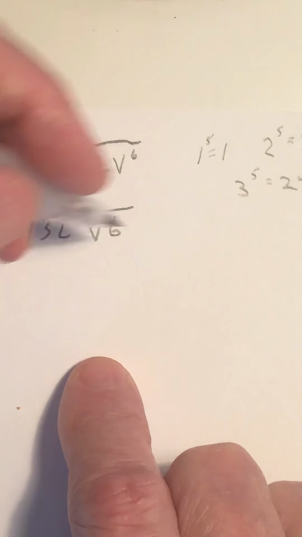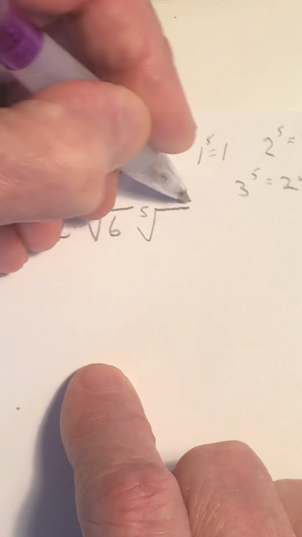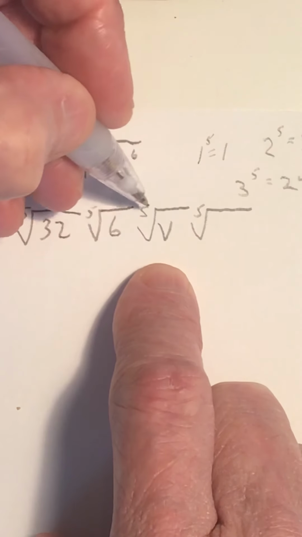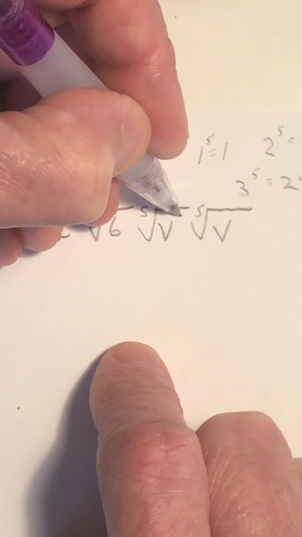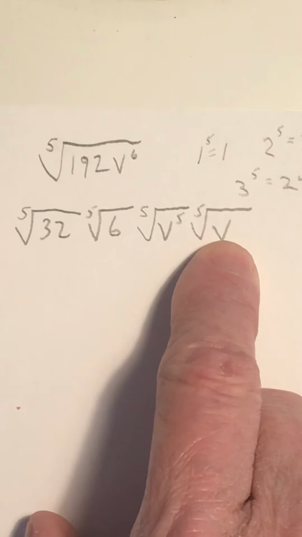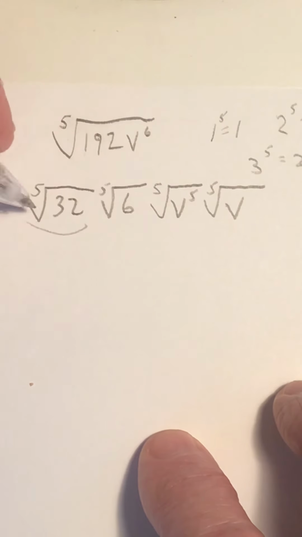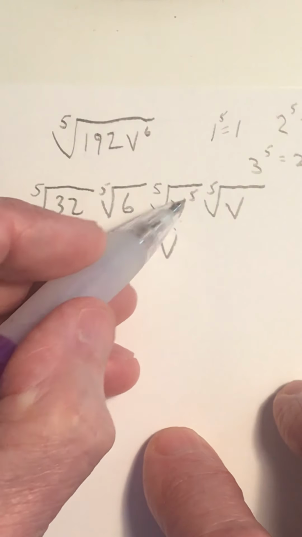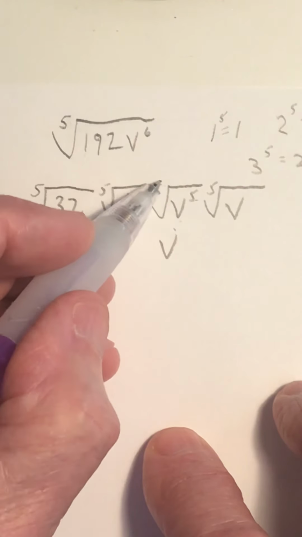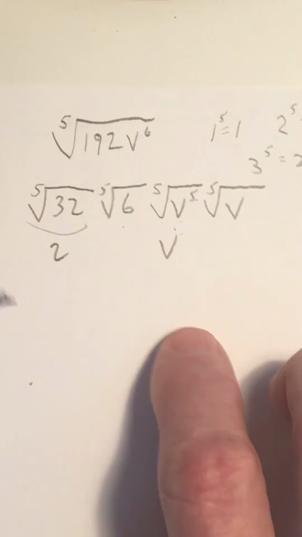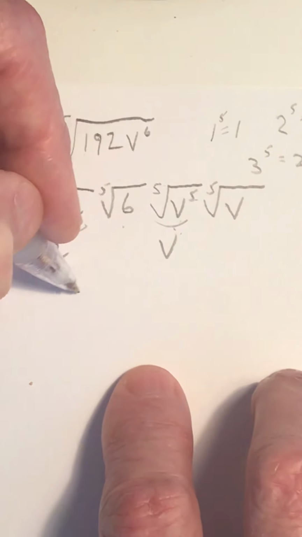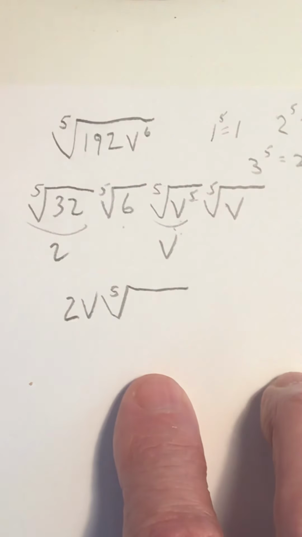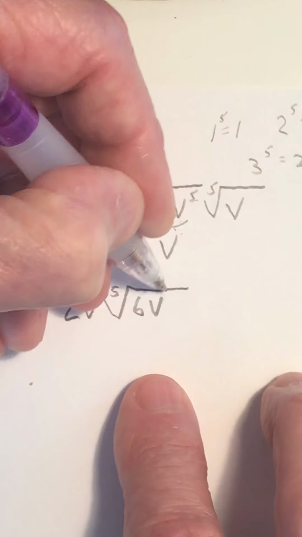And then the v to the sixth, I need, as a few days ago, as large an exponent as possible here that will be divisible by the index 5. So v to the fifth, v to the first. So this becomes a 2. This stays with us. This becomes a v to the fifth divided by 5. Fifth divided by the index 5, we get v to the first, or just v. So these two things came out. I have 2v on the outside, and what's left over under the radical? Fifth root 6v.